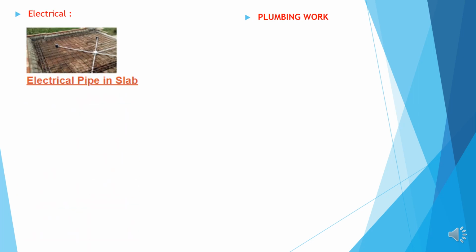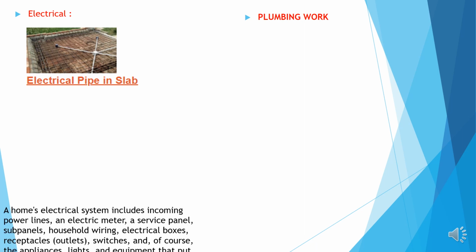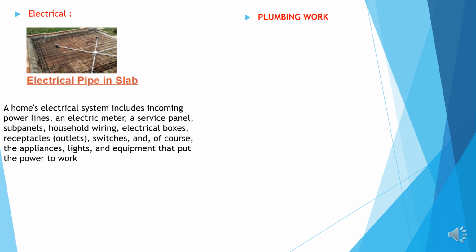Electrical drawing, how the conduit has been laid down, has been shown here. At homes, electrical systems include incoming power lines, electrical meter, service panel, sub panels, household wiring, electrical boxes, switches, and of course the appliances, lights and equipment that put the power to work.